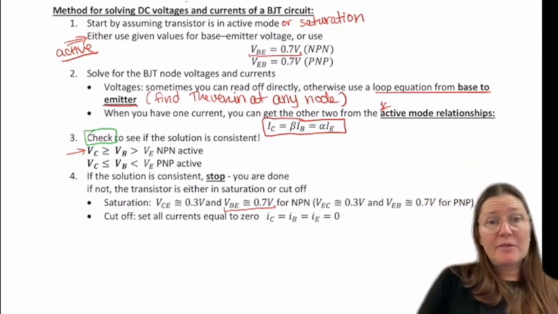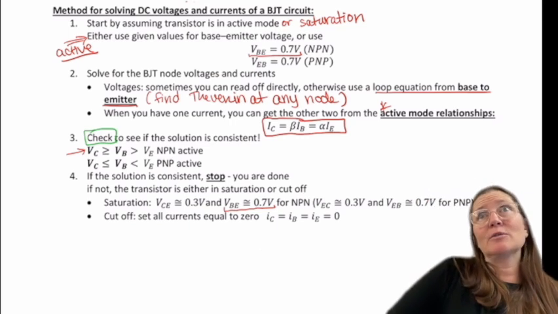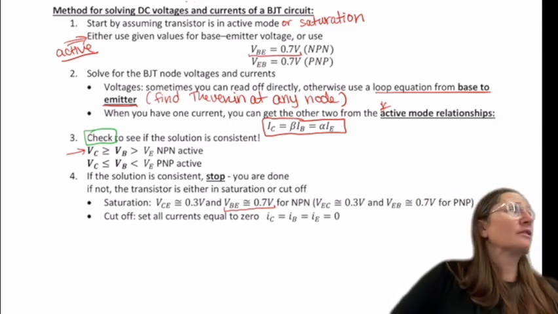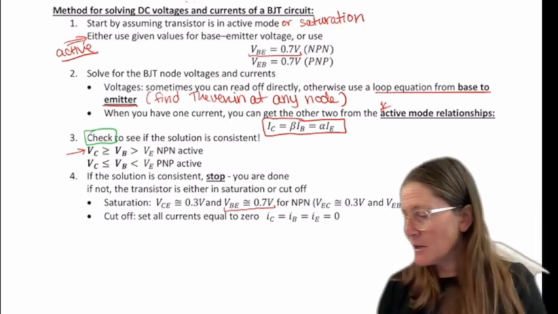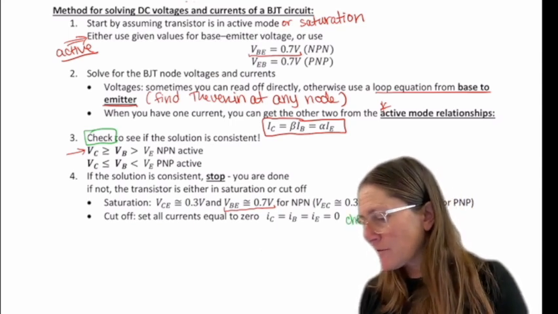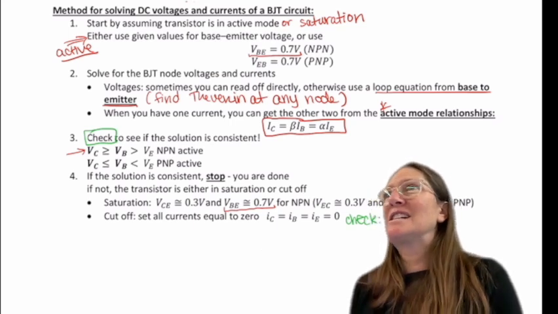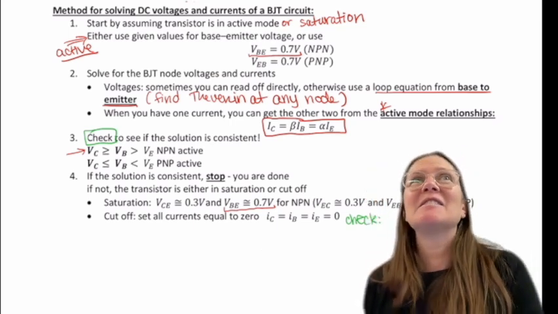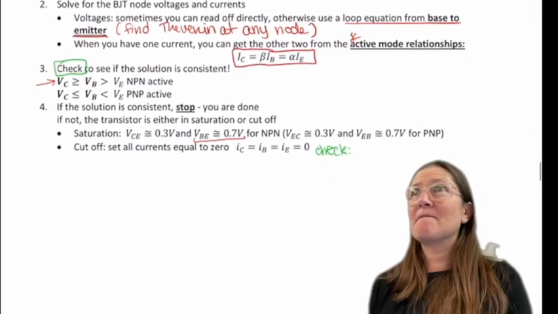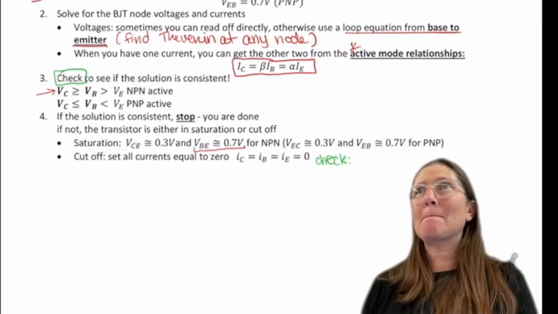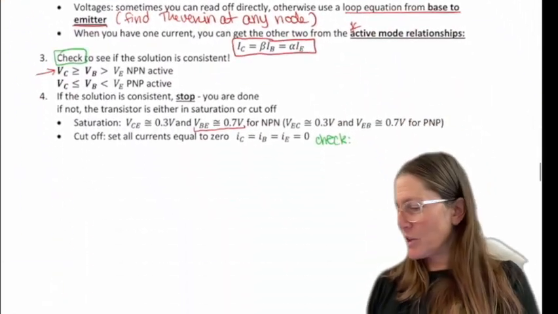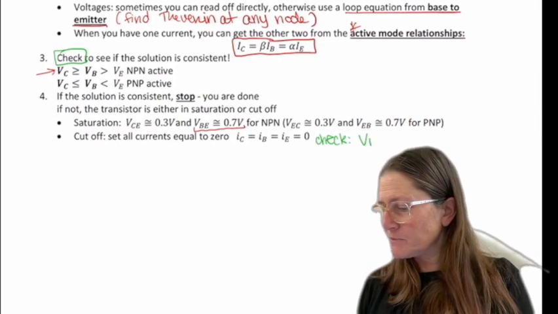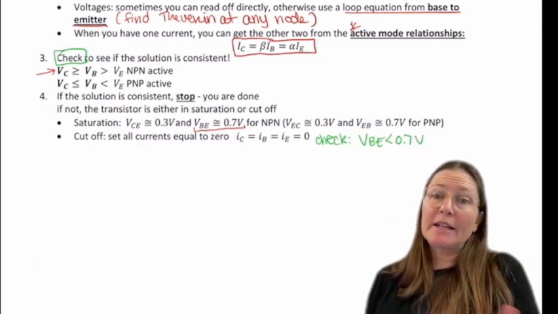And then if the solution is not that value, then you would say, okay, now I need to go to cutoff. It's off, so solve all of the currents, set to 0, and then what do you check for if it's off? Anyone remember? Okay, good. So with this one, you're going to check that VBE is less than 0.7. And if so, you're like, yes, it is off.